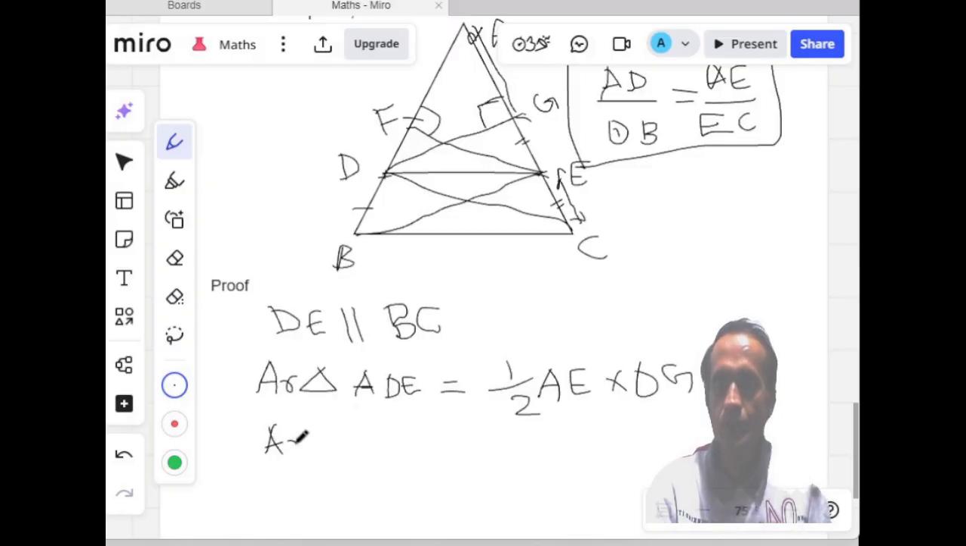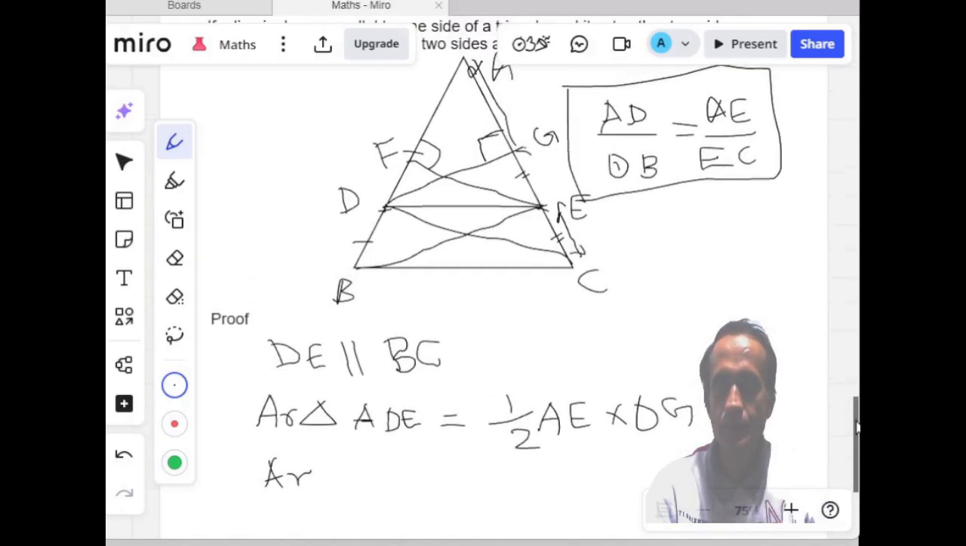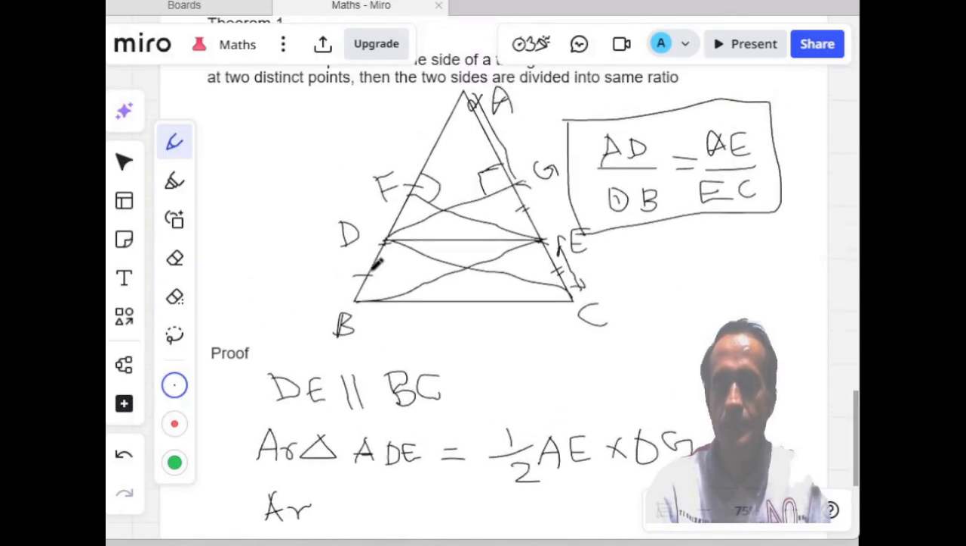Similarly, if we take AD as our base, the area of triangle ADE can also be written as half AD into FE. FE is an altitude. So what we have drawn are these two altitudes: one perpendicular from D on AE, another perpendicular EF on AD. And we have also joined D and C and B and E.